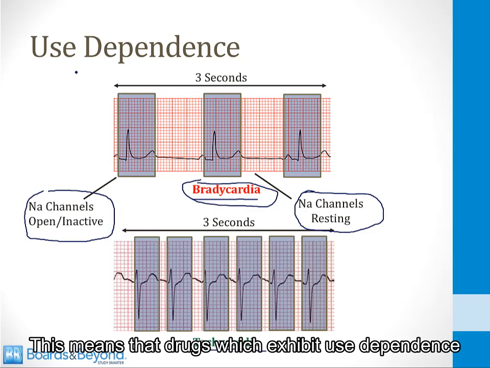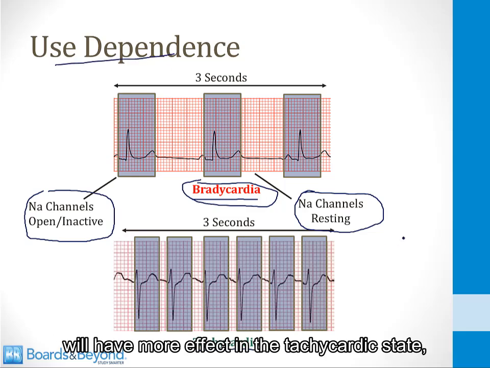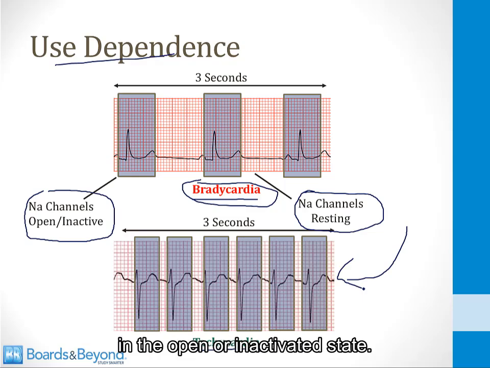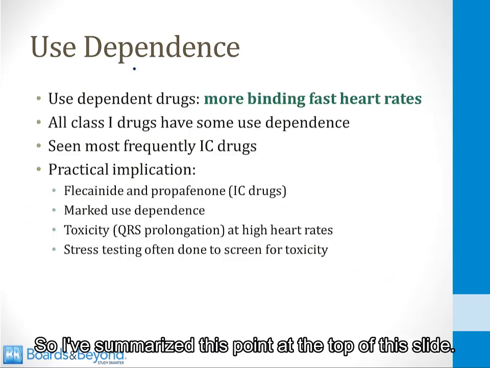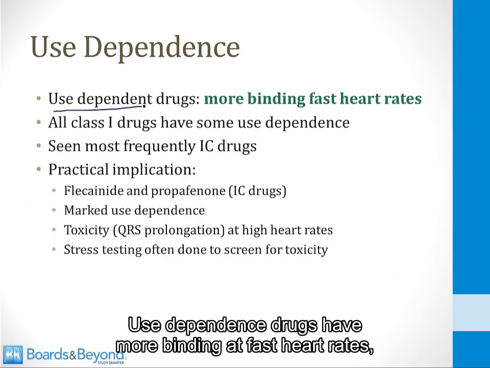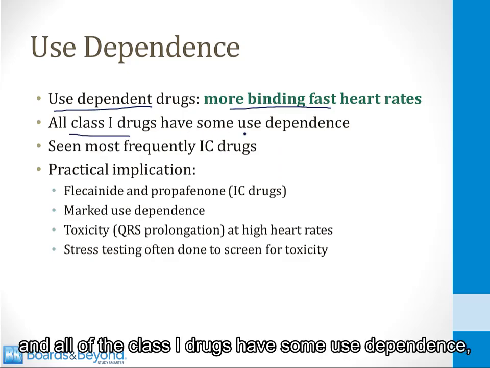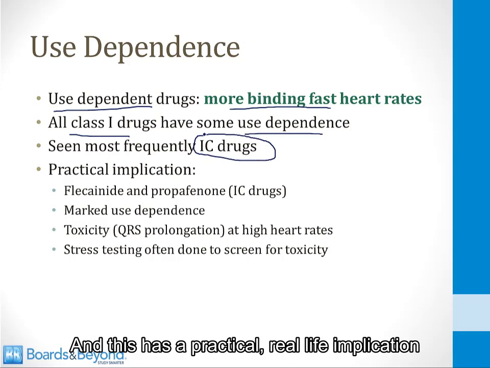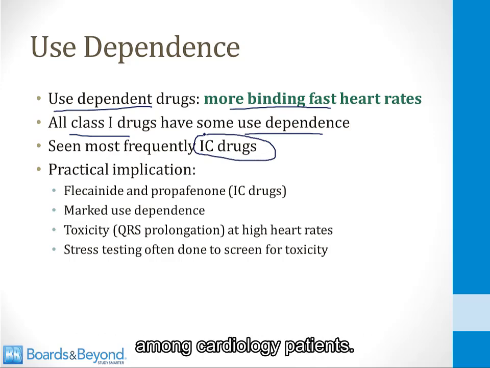This means that drugs which exhibit use dependence will have more effect in the tachycardic state, when the sodium channels spend more time in the open or inactivated state. So I've summarized this point at the top of this slide. Use-dependent drugs have more binding at fast heart rates, and all of the class 1 drugs have some use dependence, but this is seen most frequently with the 1C drugs, and this has a practical, real-life implication among cardiology patients.